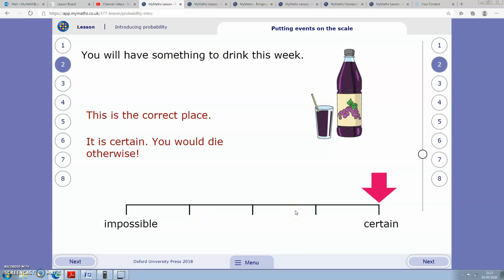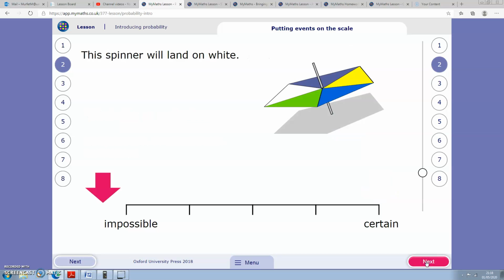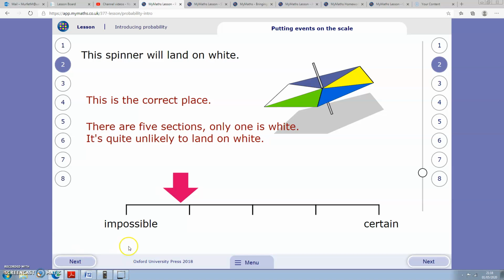You've got to have something to drink at least every 3 days. I think you can only go 3 days without having a drink. This spinner will land on white. You can see we've got 1, 2, 3, 4, 5 sections. It's not impossible, but it is quite unlikely. We're just a little bit lower than the first unlikely. Like I said before, we can get between these sections, and in this case I've got 5 to choose from. If I cut this particular bar into 5 pieces, that would be at each segment.